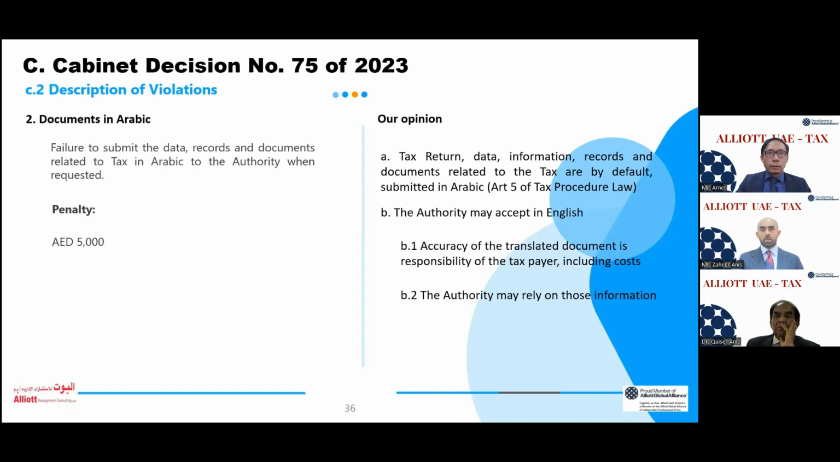Of course, you can get most information translated. There are various translation companies available. Do ensure that you work with a reputable one, such that the information you are disseminating is accurately translated. Because in the end, the authority may rely on that information, and it is the responsibility of the taxpayer to ensure that it is correct.